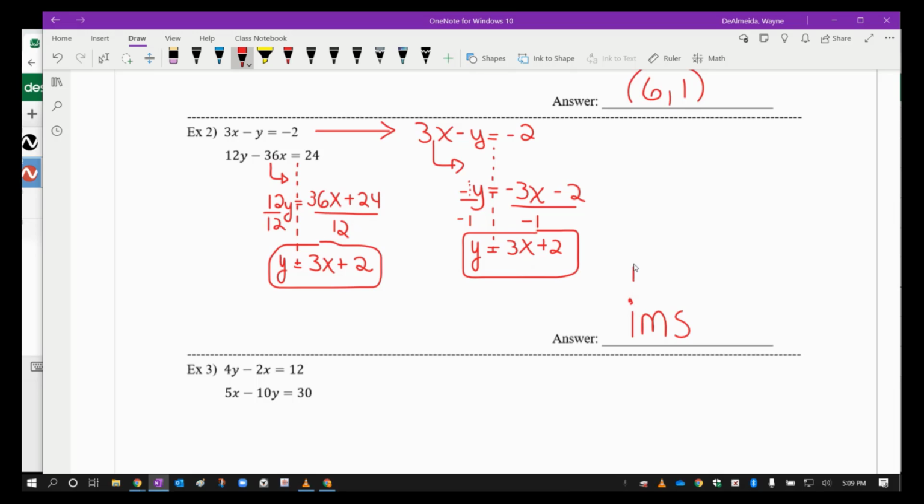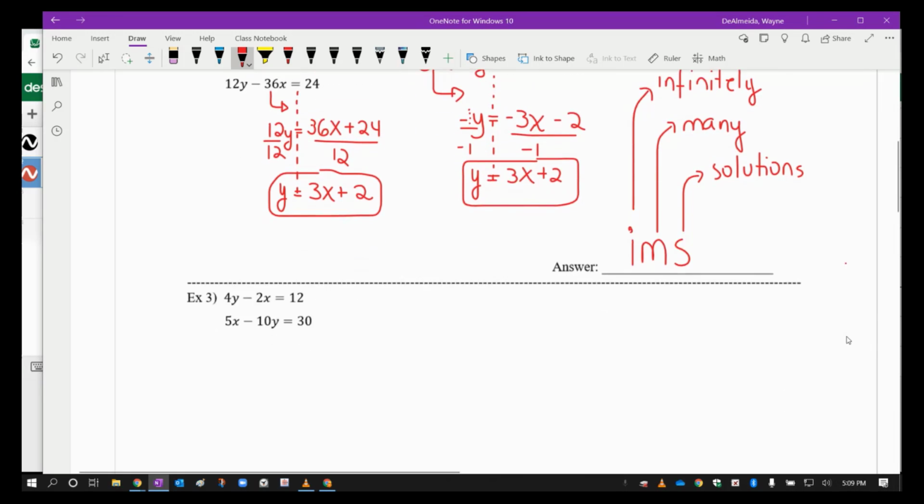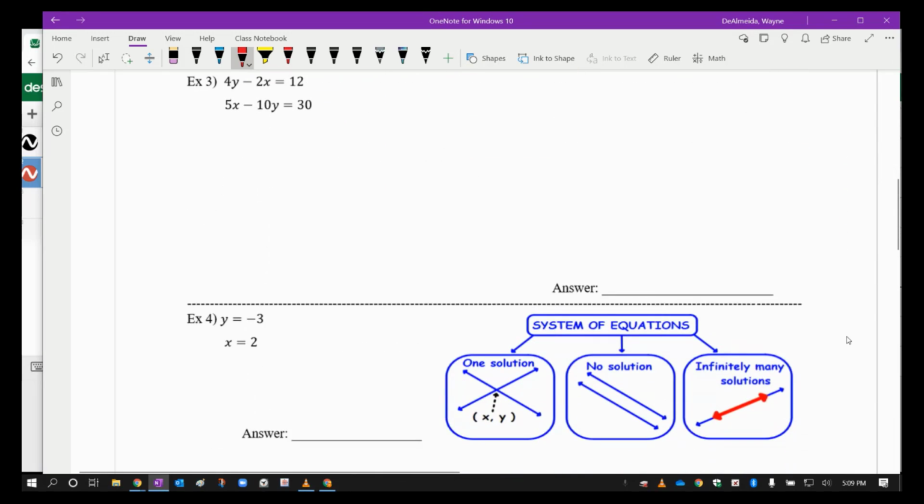Okay, the I stands for infinitely, the M stands for many, and the S stands for solutions. So an infinite number of solutions. So infinitely many solutions. Okay?